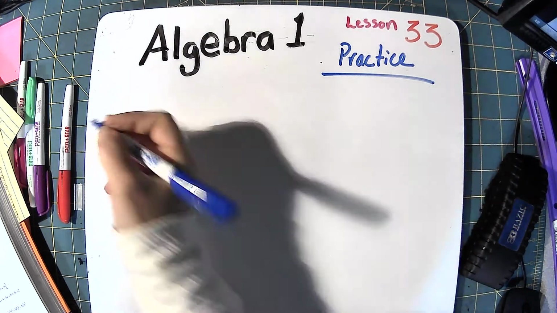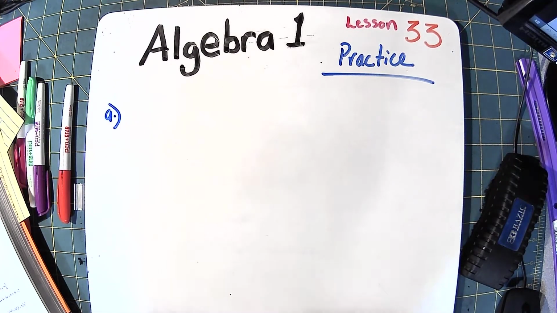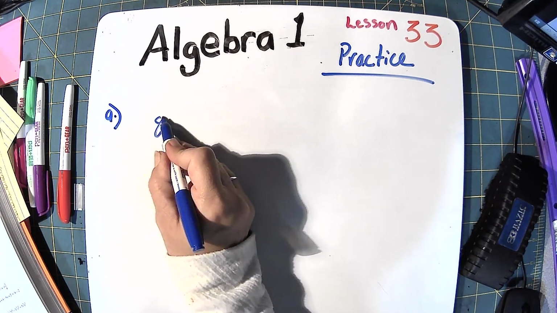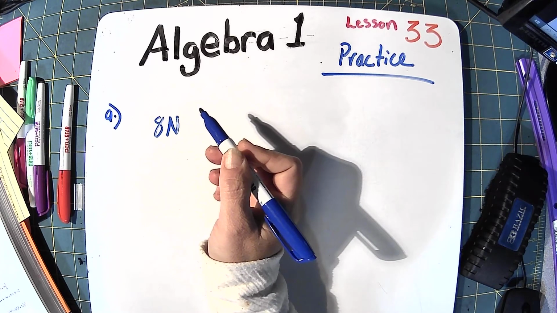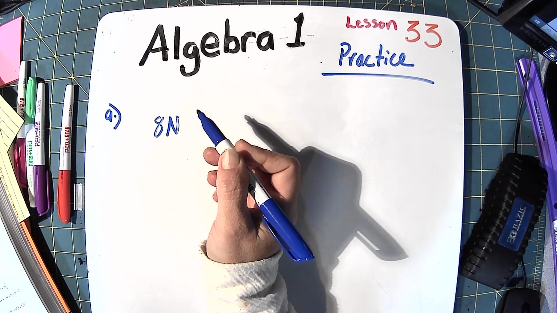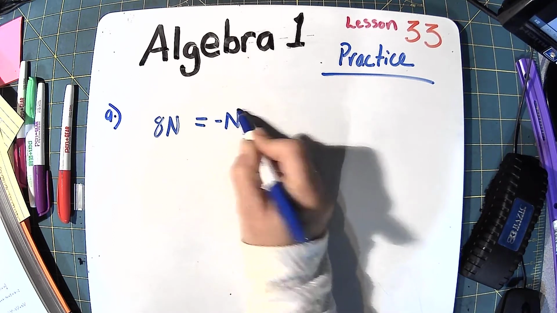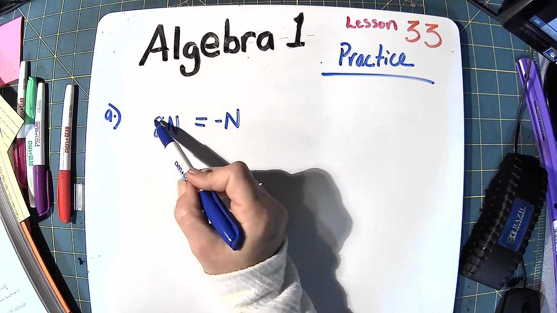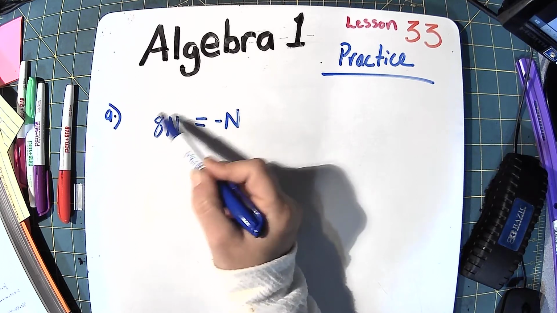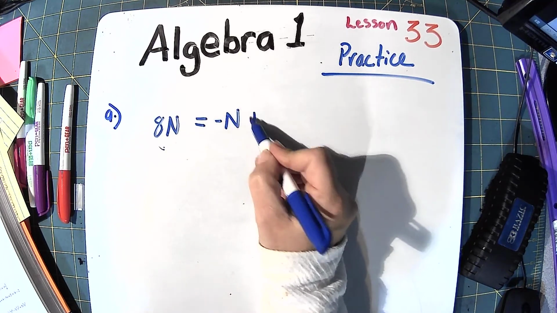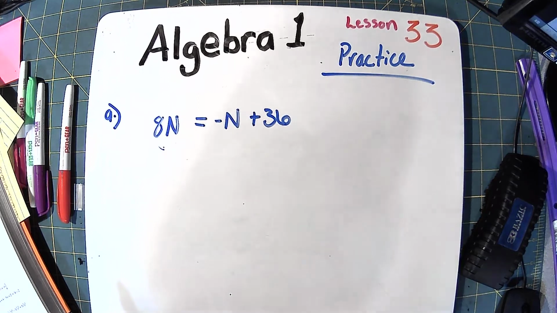Alright, we're going to start with A. And A says, find a number such that 8 times the number, so that's going to be 8n, is 36 greater than the opposite of the number. I'm going to do my opposite of a number. That would be negative n. Okay? And it says this side, 8 times the number, is 36 greater than this side. So if I add 36 on this side, then they're going to be even.